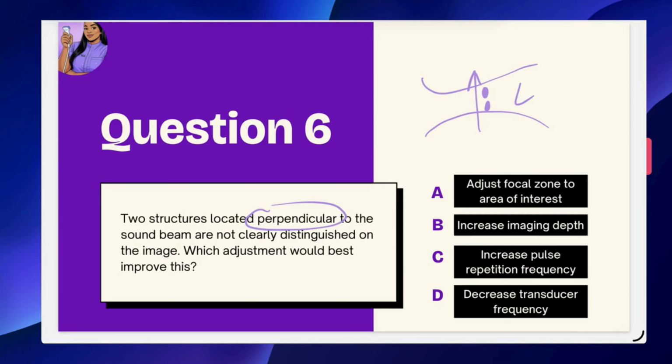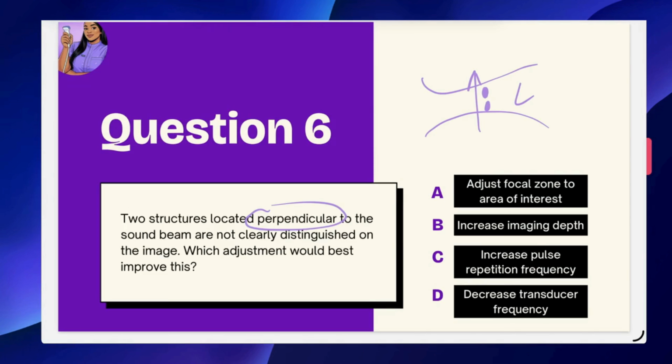So the question wants to know which adjustment would best improve this, right? And we all know that narrowing that sound beam is what gives us the best lateral resolution. How do we make that sound beam narrower? In real life, we adjust our focal zones to the area of interest. And that's the thing, guys. Like we do this all the time when we're scanning. So what I want students to do is not to disconnect physics from your actual scanning. Everything all ties together, you know?